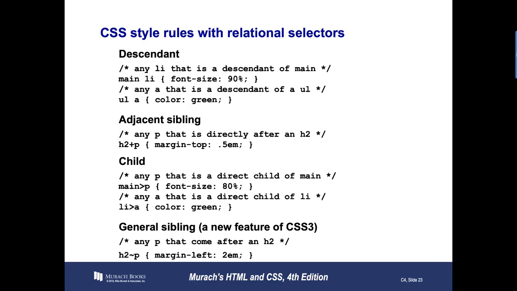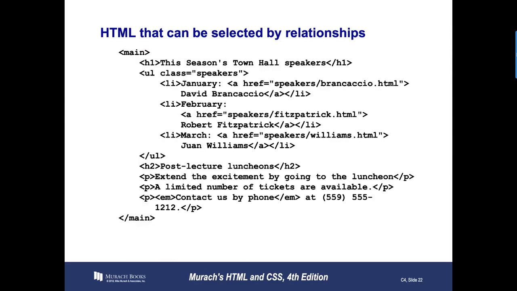Descendant selectors. So descendant selectors. Look at it where it says main space li. Main space li. That's a descendant. Okay? That means that this particular rule, where it's going to set the font size to 90%, is going to be applied to any list item in main. I read it from right to left. So that's any list item that's in the main element. As in the next example, any anchor link in an unordered list. Okay? So look at this. Do we have any LIs in main? Yes, we do. So that rule will get applied.